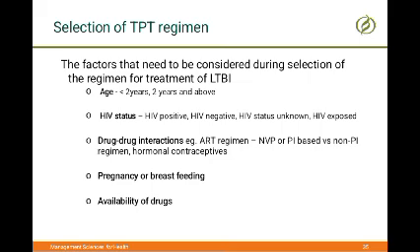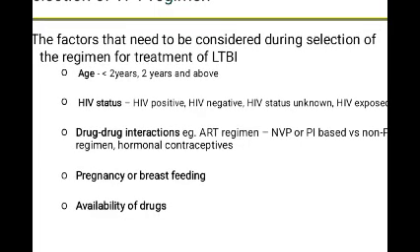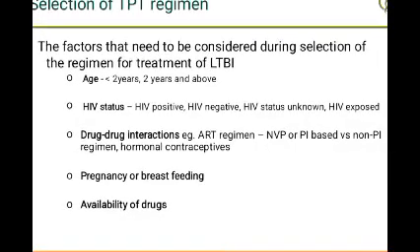Selection of TPT regimen: the factors that need to be considered during selection of the regimen for treatment of LTBI, or latent TB infection. Age, less than 2 years and above. HIV status: HIV positive, HIV negative, HIV status unknown, HIV exposed. Drug-drug interactions, for example ART regimen, NVP or PI based, vice versa, non-PI regimen, hormonal contraception, pregnancy or breastfeeding, availability of drugs.